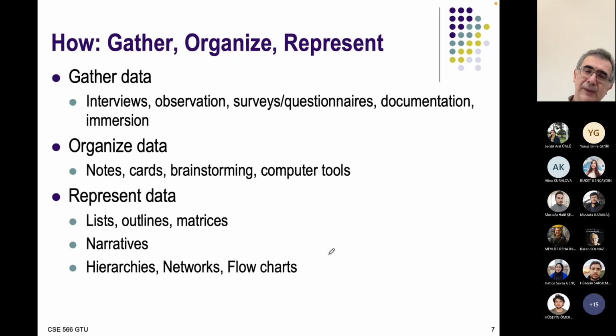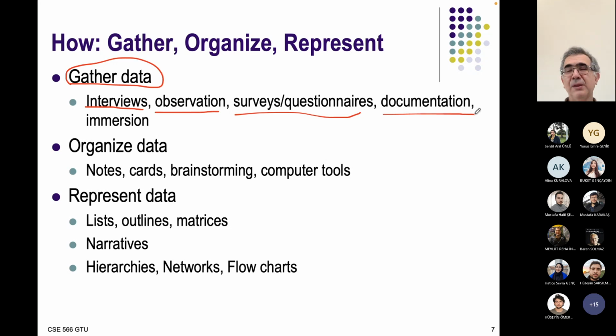So in order to understand what to do, we have to understand the task, the job. In order to understand the job, we have to make data available to us. That will be done through interviews, observation, surveys and questionnaires, reading the existing documentation and sometimes legislation, and also an interesting technique that we call immersion, sitting in the chair of the actual person.